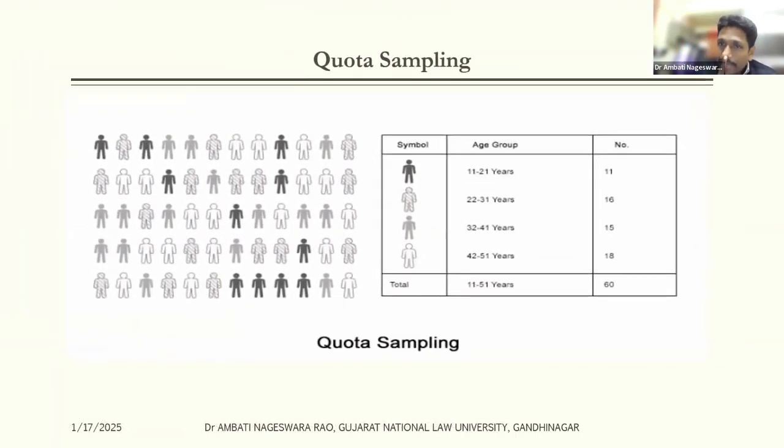Next one, we have quota sampling. Many times we get confused between quota sampling and stratified sampling, right? There's a possibility. When it comes to quota sampling, we should know the total population or at least the approximate population. Based on that, you're going to fix a certain quota.